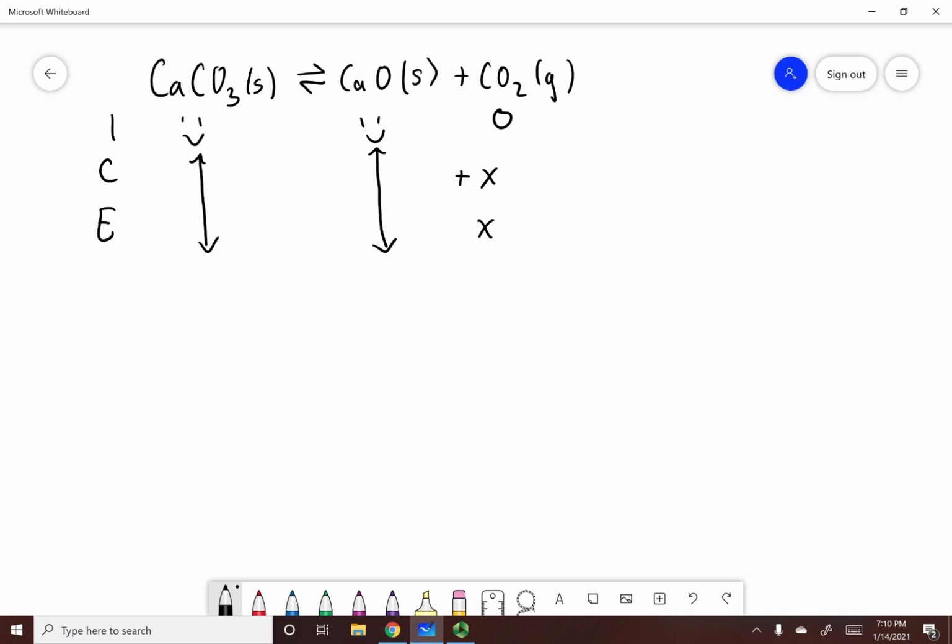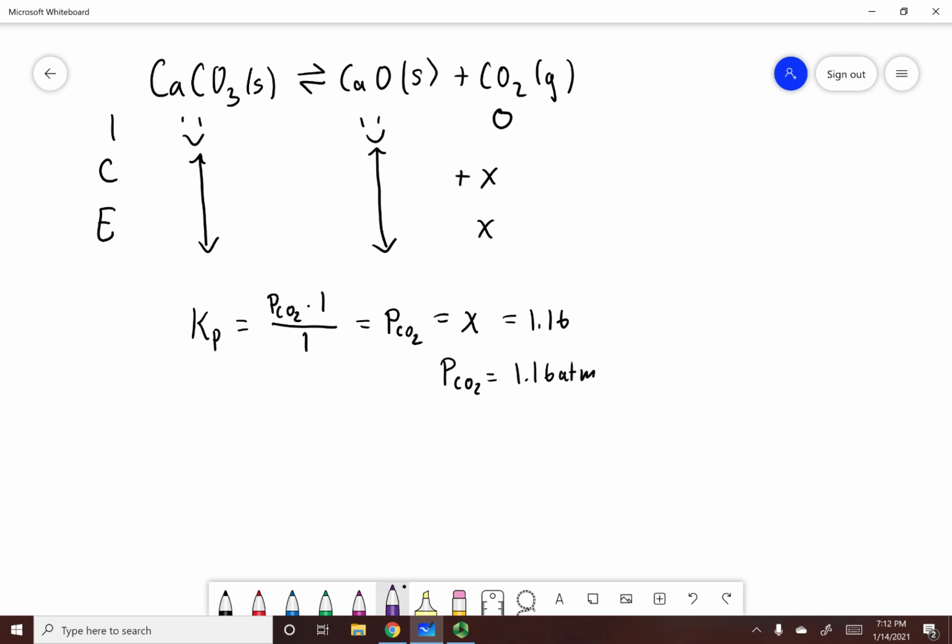So now what I can do is use the Kp that they provided. Kp is going to equal my products, so that's the pressure of CO2. But remember, a solid is inputted as unity, or 1. It doesn't have a pressure, so we don't have to consider it in the context of Kp. I'm going to divide this by my reactants, but my reactant is just a solid, so it gets 1 for its inputted value. So what this means is that Kp equals the pressure of CO2 at equilibrium. Now we know that the pressure of CO2 at equilibrium equals X, and we also know that Kp equals 1.16. What this tells us is that the pressure of CO2 at equilibrium is 1.16 atm.